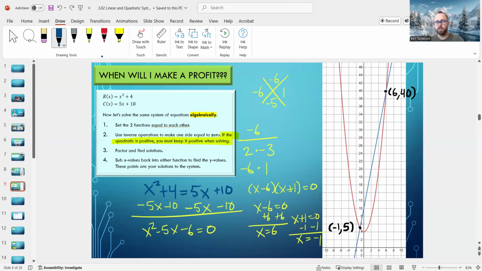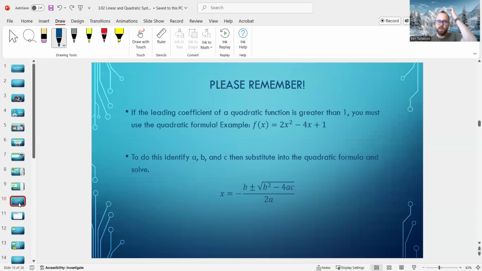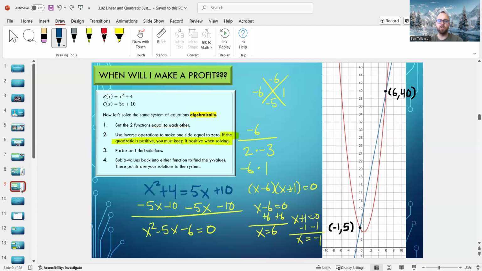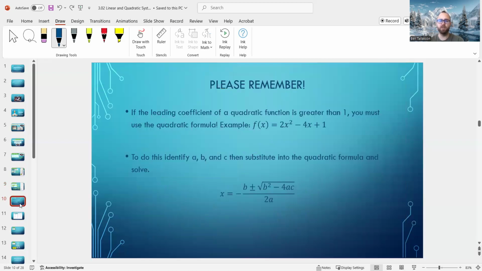Congratulations, you did it. You found out how long it's going to take to make a profit, and it looks like you are going to be successful after all. Now, remember, this quadratic we saw had a leading coefficient of 1. Please, please, please remember if the leading coefficient of a quadratic is greater than 1, you have to use the quadratic formula. Okay? Remember, identifying A, B, and C is super important. Those are the coefficients and the constant.